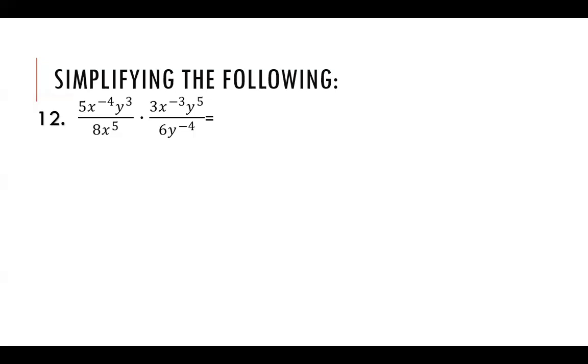All right. Did we all get it written down? All right. So you should have written down 5 times x to the -4 times y to the 3rd divided by 8 times x to the 5th, all multiplied by 3 times x to the -3 times y to the 5th divided by 6 times y to the -4.